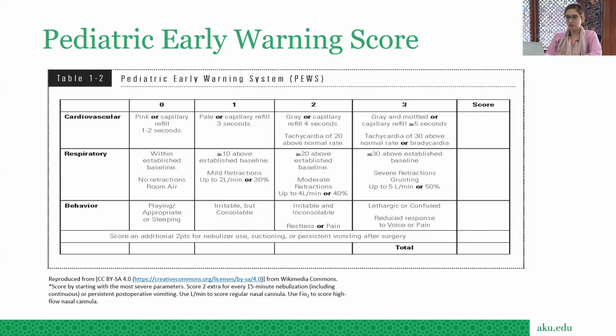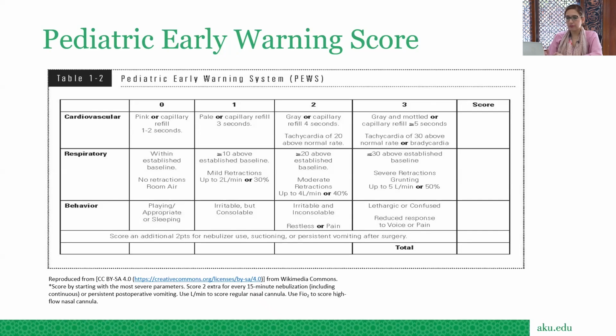So as you can see, if you move across the score from left to right, you can see that the score starts from 0 and goes up to 3. And if you move down, you can look at the clinical symptomatology. So it's divided into cardiovascular, respiratory, and behavioral state, with a maximum score of 3 on each and a minimum of 0 on each.